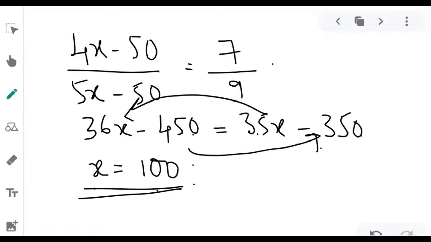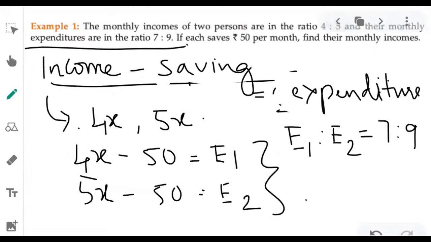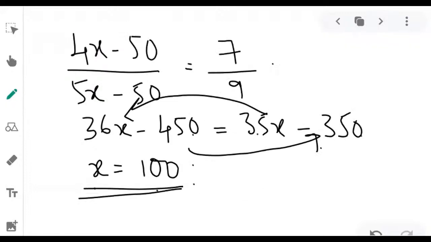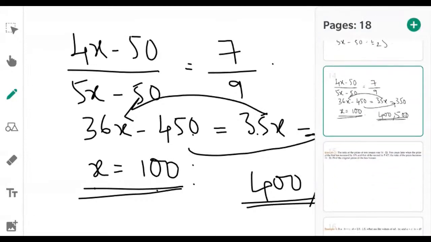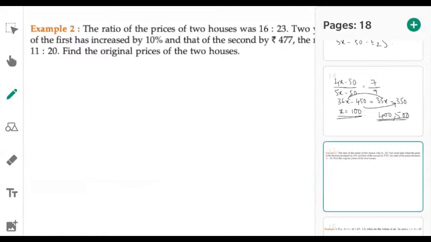Yes? Okay, so what did he ask for? What are their monthly incomes? So, what are their monthly incomes? 4x, that is 400 and 500. Right? We'll move on to the next question.